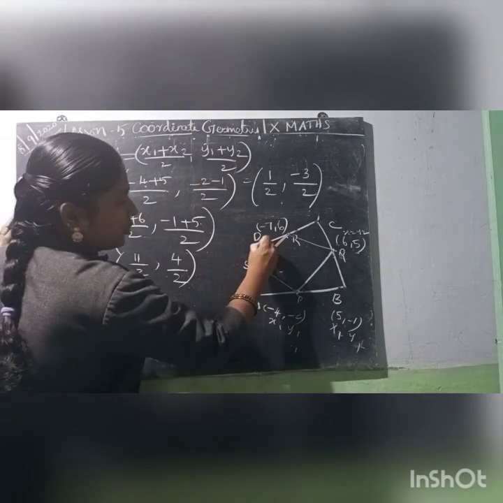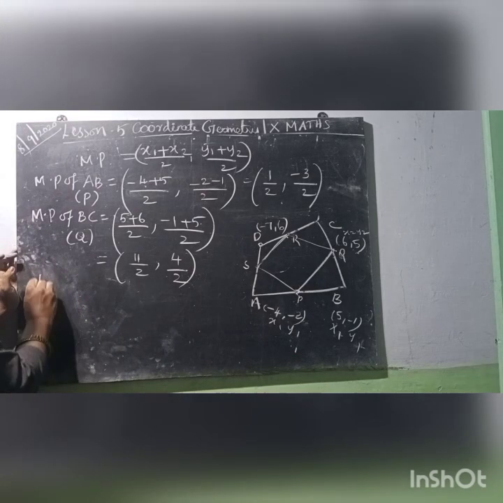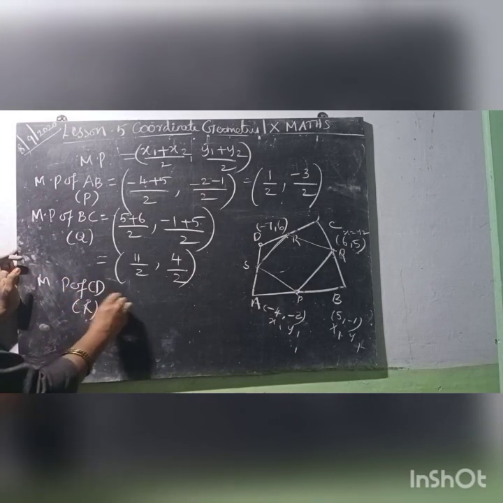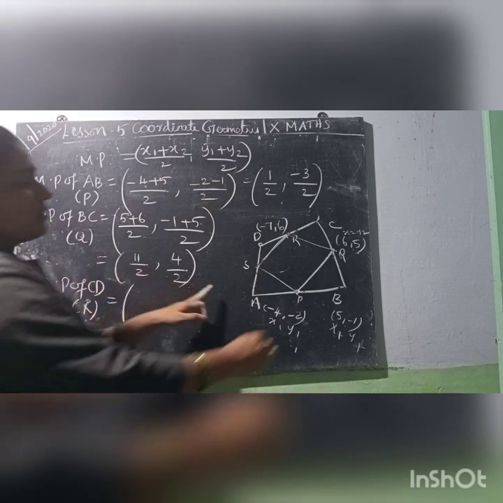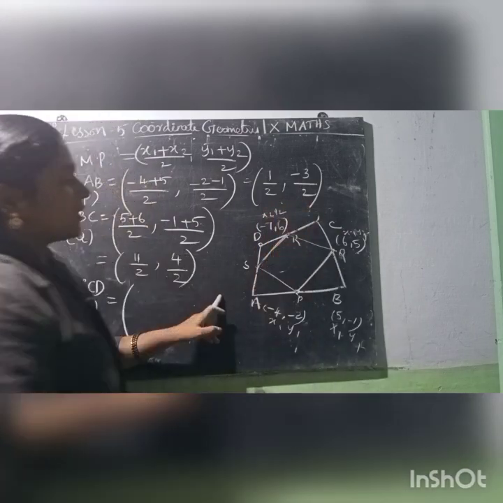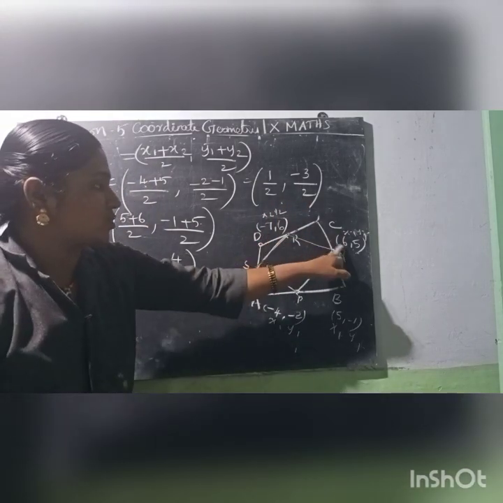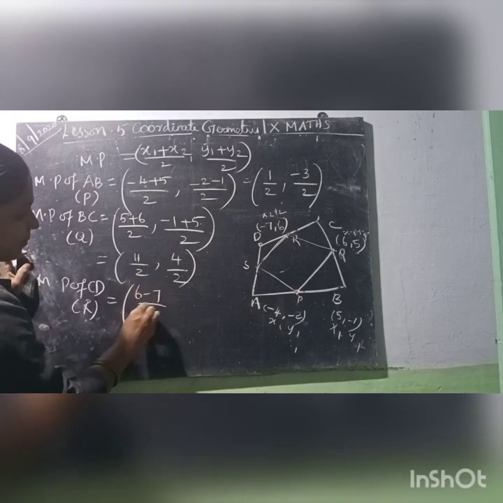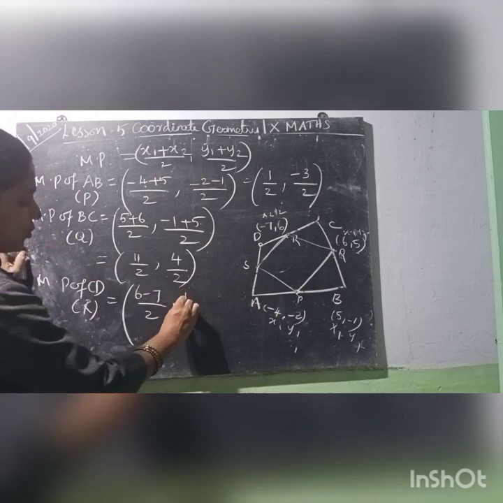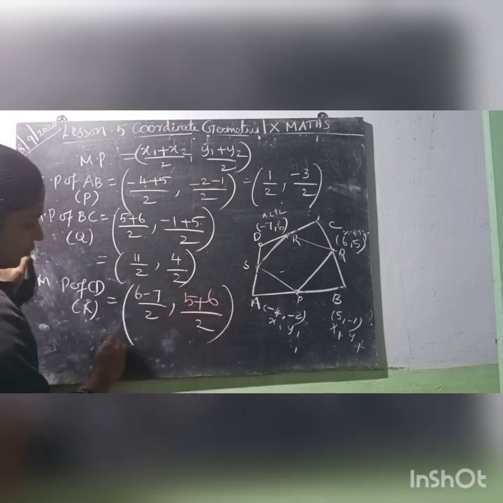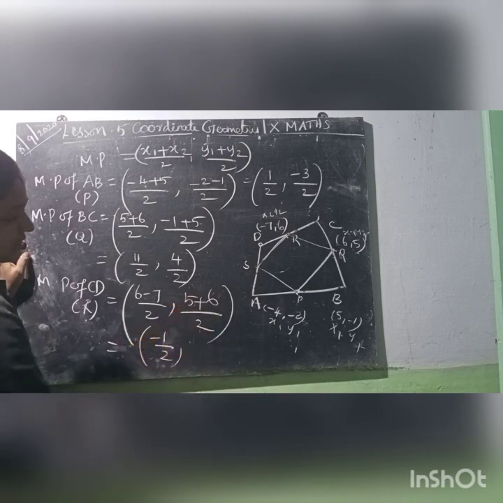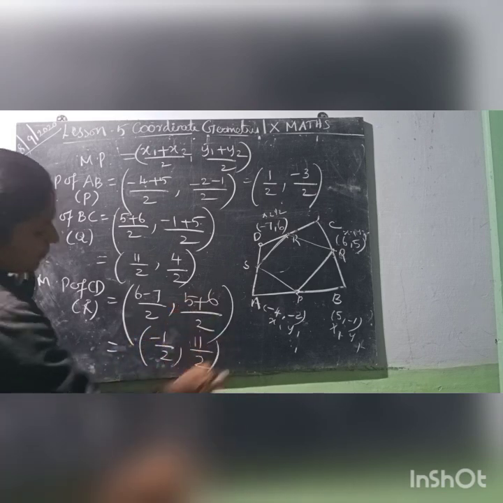Then next we want to find the midpoint of CD, that is R. For the midpoint of CD, we consider C as (x1, y1) and D as (x2, y2). So (x1 plus x2) by 2: (6 minus 7) by 2 comma (y1 plus y2) by 2, which is (5 plus 6) by 2. 6 minus 7 is minus 1, so minus 1 by 2 comma 6 plus 5 is 11 by 2.